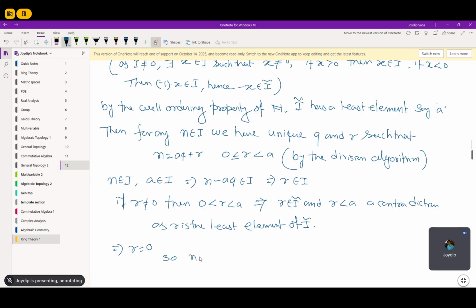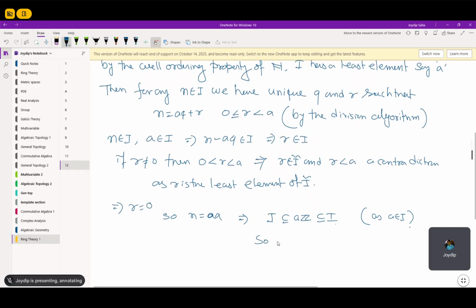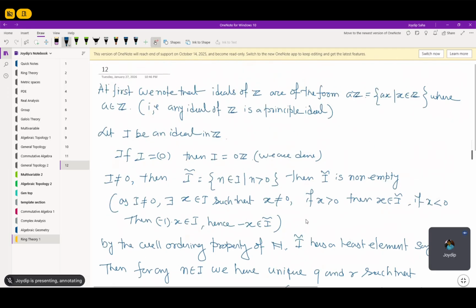So n equals a q. This implies I is a subset of aZ, and aZ is a subset of I, as a belongs to I. So I equals aZ. So any ideal of Z is principal.